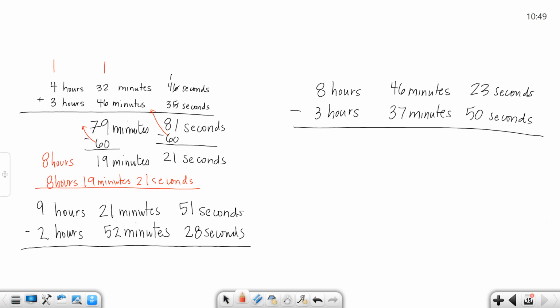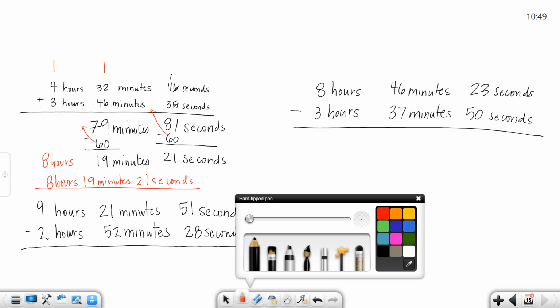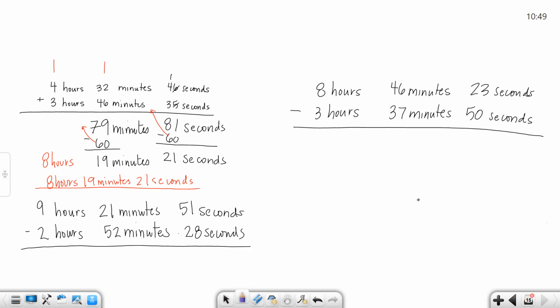Okay, now subtraction is a little bit harder. I'm going to start with this one at the bottom. So I'm going to subtract 28 from 51. Okay, 51 is a bigger number, so I don't have to borrow from the minutes. I do have to borrow in the tens column. So I'm going to have 11 here when I borrow, and 4 here. 11 minus 8 would give me 3, and 4 minus 2 would give me 2, so I have 23 seconds. Okay, so I'm good there.